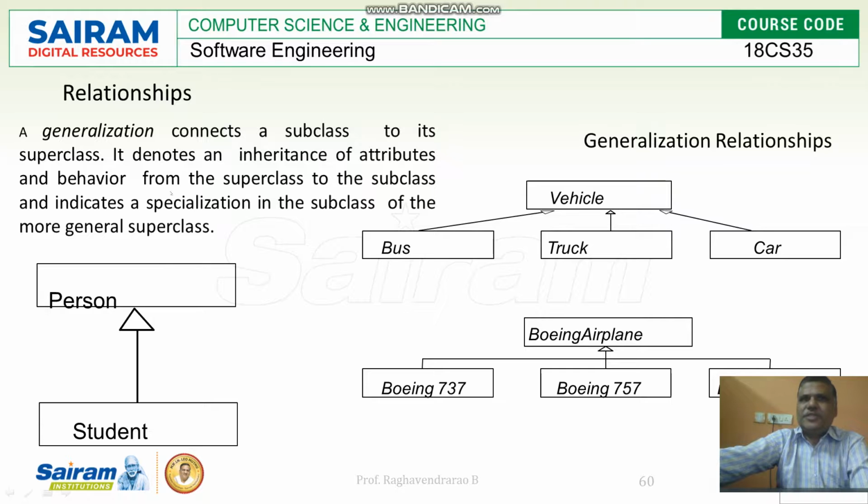Another example of the generalization relationship is the subclasses. Vehicle, bus, truck and car, Boeing airplanes, the different airplanes are going to be represented in this way. Person and student is nothing but a specialization into subclasses. The inheritance concept is going to be present in all these things. It is going to vary from the top to bottom.